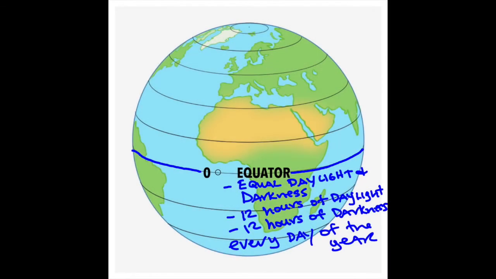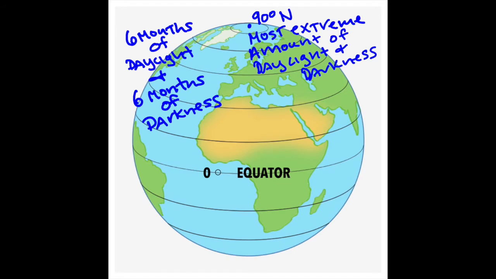What does that mean? It means that at the equator, you're going to have equal amounts of daylight and darkness, 12 hours of daylight, 12 hours of darkness every day of the year. But as you go further away from the equator, up toward the poles, you will have more extreme amounts of daylight and darkness. What would be the most extreme amount? Like you find at the poles, 6 months of daylight and 6 months of darkness.